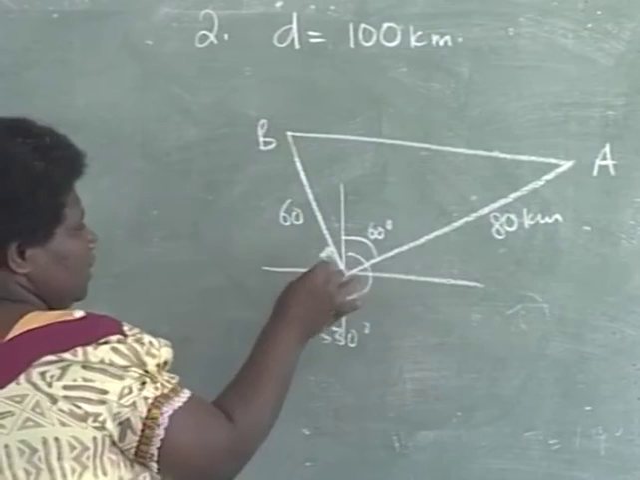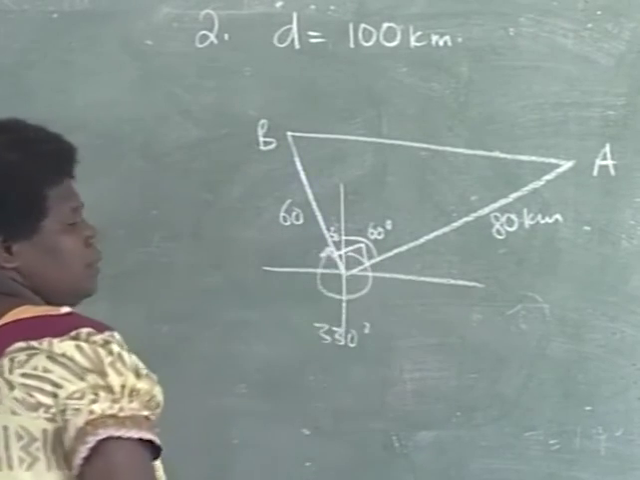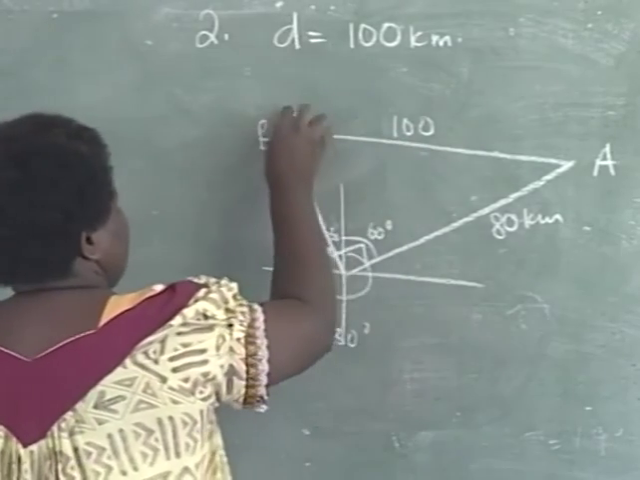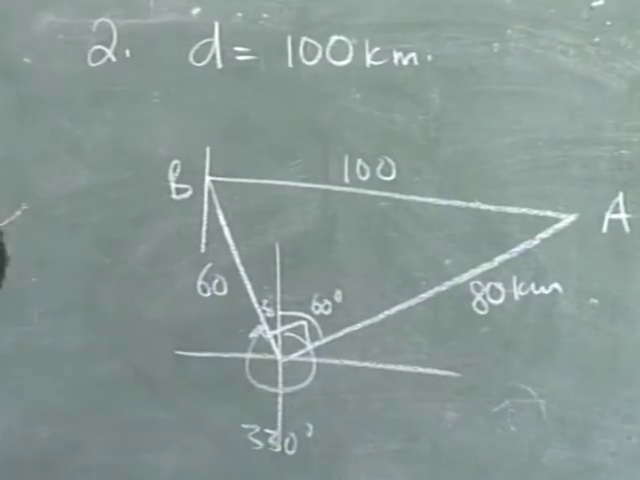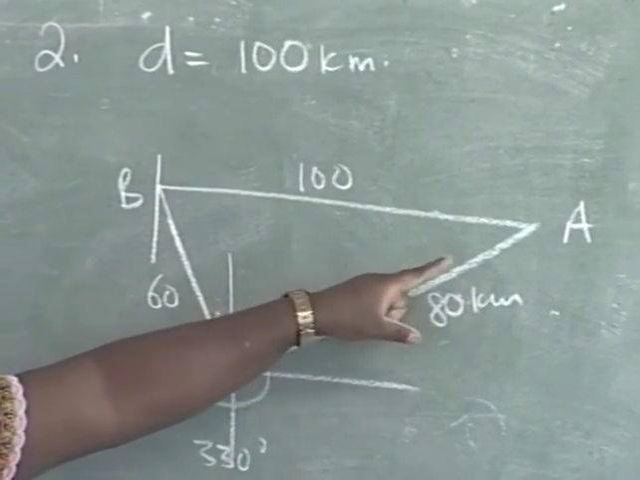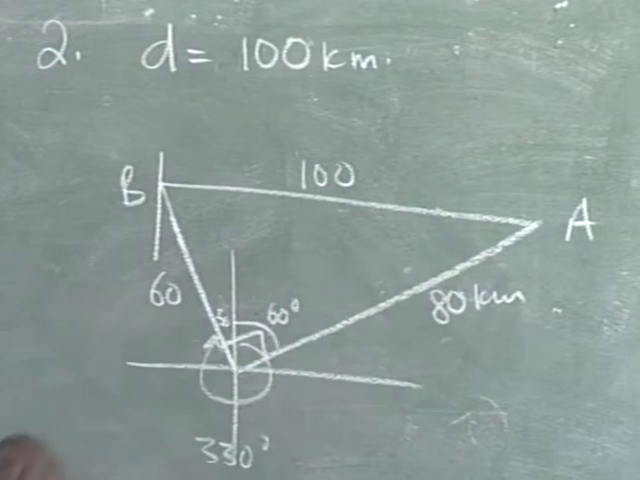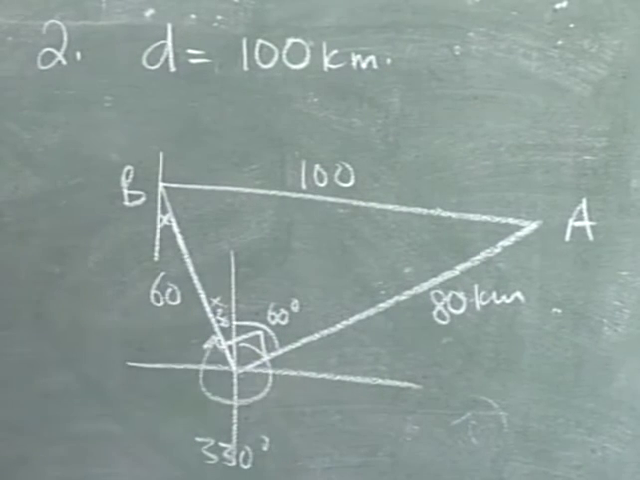If this is 60, 330 from 360 will give 30 degrees. So this is a right angle triangle, so you can use Pythagoras theorem. So this is 100. Okay, to find the bearing from B to A, all you need to do is, this angle is the same as this, which is 30 degrees.